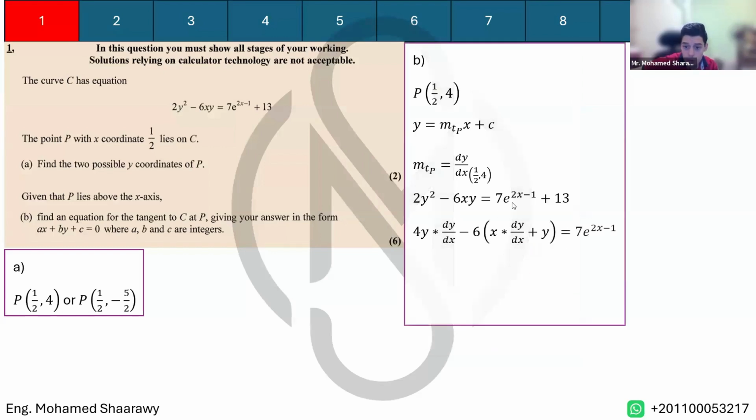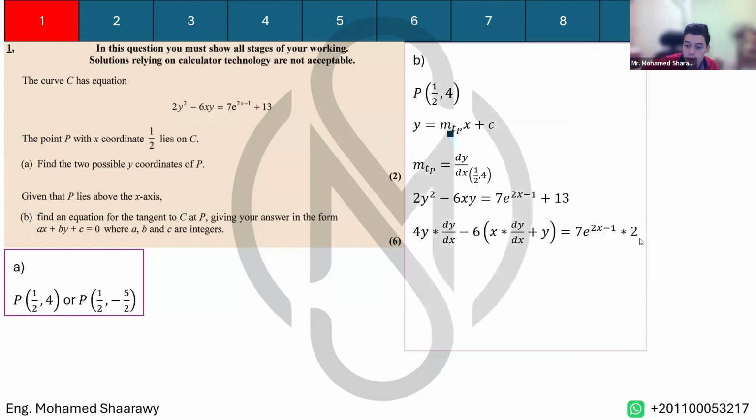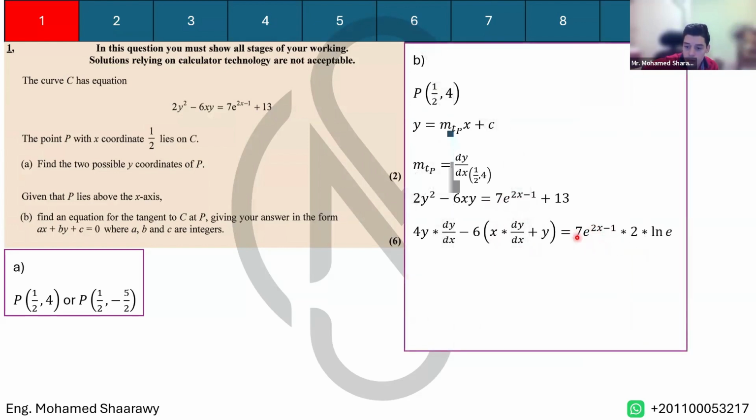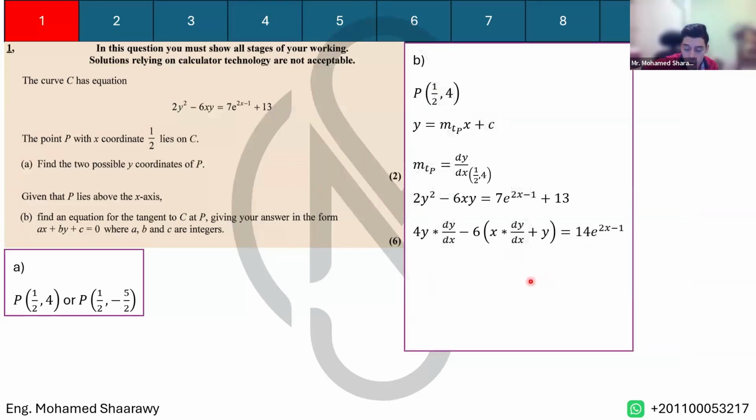And now I have xy, for which I can perform the product rule, which is first times derivative of the second plus the second times derivative of the first. The first is x and the second is y. First is x, the derivative of the second is dy by dx. The second is y, the derivative of the first, which is 1. This is equal to 7 multiplied by an exponential function. So 7 is a constant multiple, so leave it as it is.